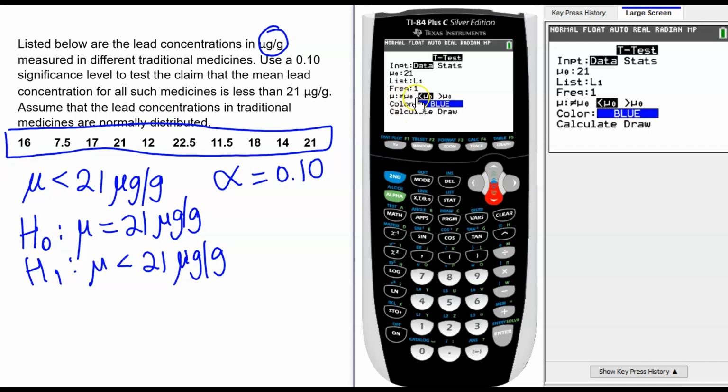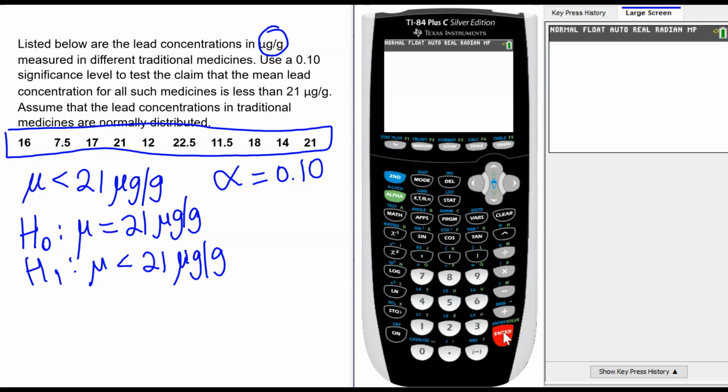We need to choose the sign: either not equal to, less, or greater. This sign will be determined by the alternative hypothesis. The alternative hypothesis has the less sign. I'm already on the less. Go down. Click calculate.